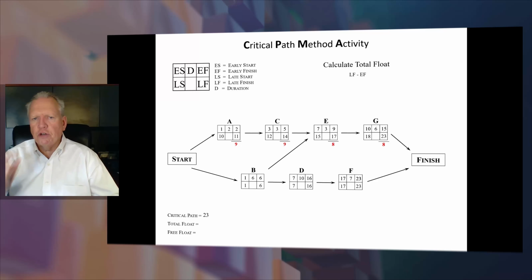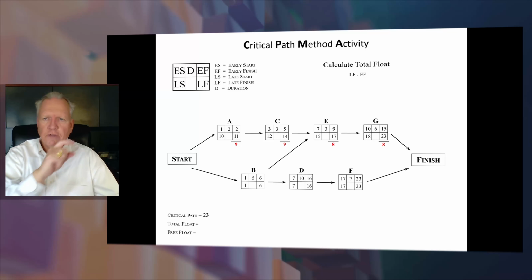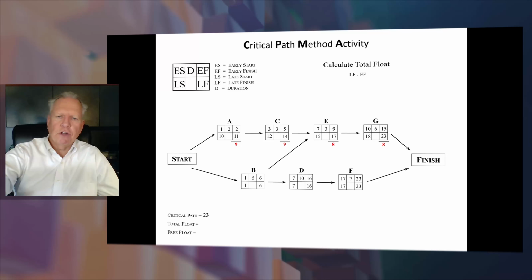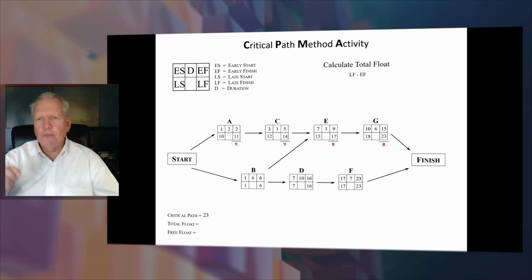They're going to ask you, how much total float does C have? How much total float does G have? They're always going to ask it. For those of you who are doing this for the PMP, they're going to ask it per activity is what they're going to ask you. Okay, so that's total float: how much time we can delay the activity before it hurts the project end date.